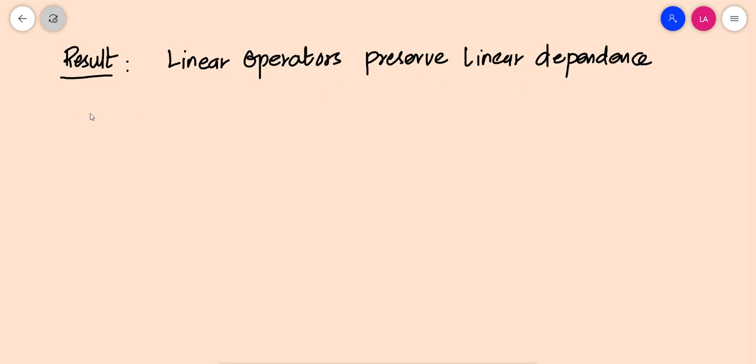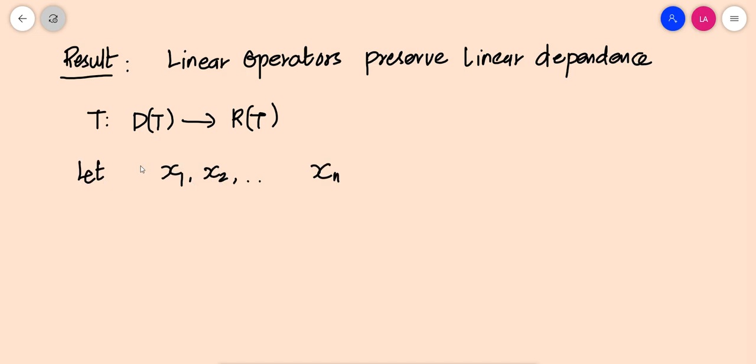So let T be a linear transformation from D(T) to R(T). We have to prove that T preserves linear dependence. We have to take a linearly dependent set and prove that its image is also linearly dependent. So let x1, etc., xn be linearly dependent.